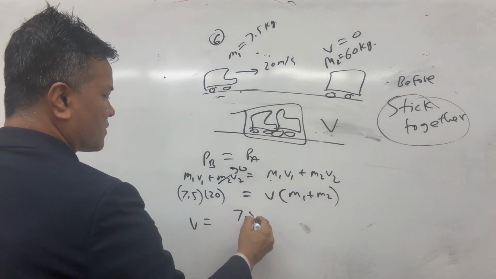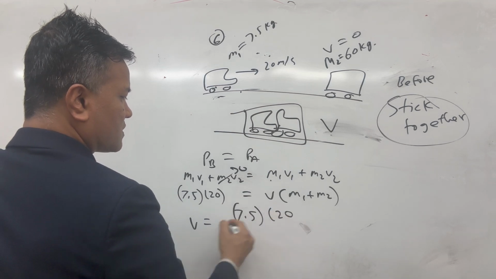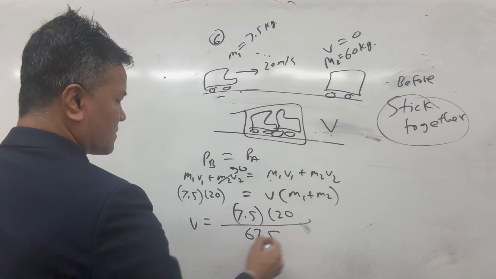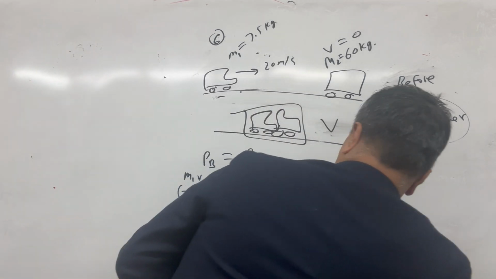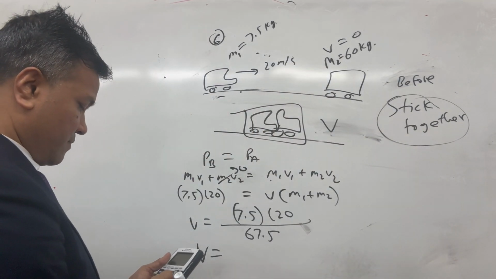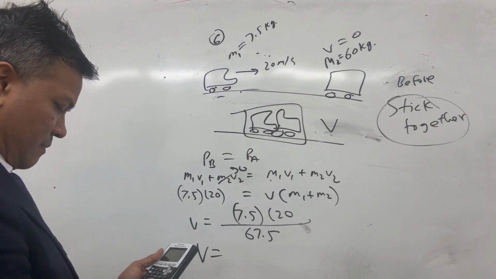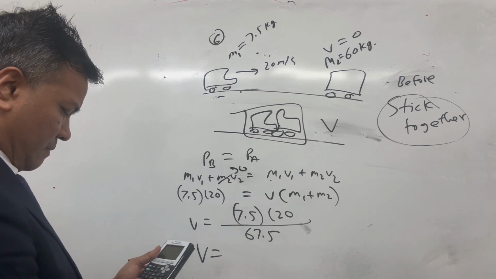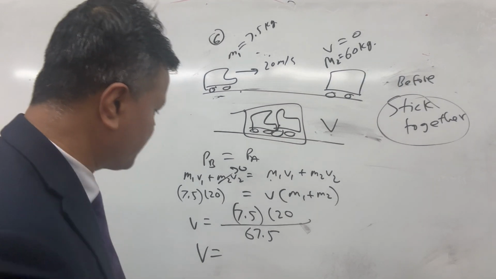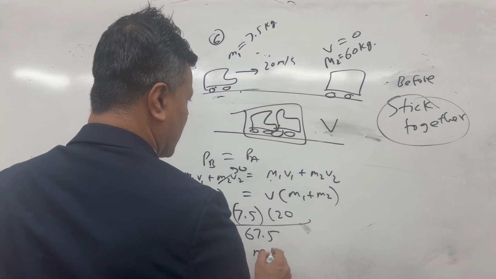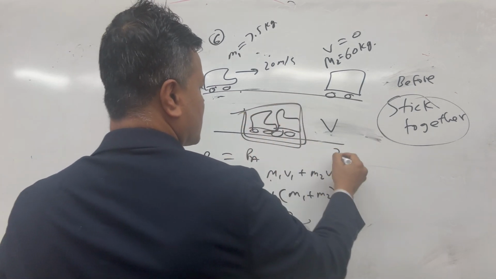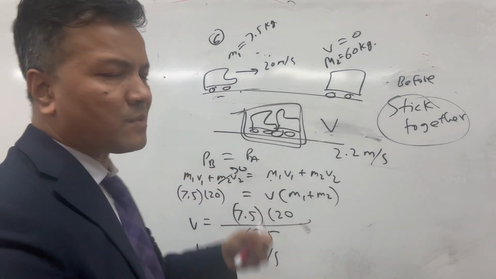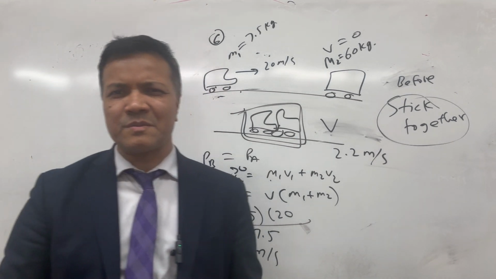The velocity is equal to 7.5 times 20 divided by the total mass, 67.5. So the velocity is 7.5 times 20 divided by 67.5, which is 2.2 meters per second. So their velocity together is 2.2 meters per second. You can check that momentum before and momentum after holds by using the momentum equation.